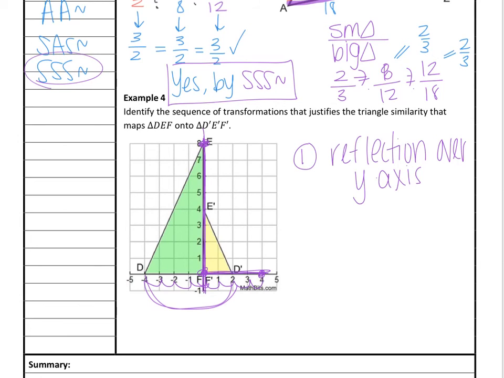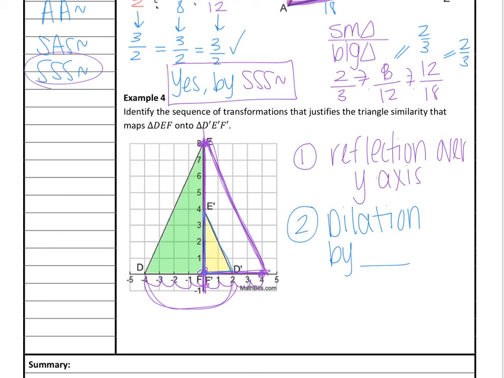Okay, so now I have this new triangle in purple, nice and pretty purple, and I have to get it to be the size of my yellow triangle that you see on my screen here. So we have to shrink it, which means that it's a dilation. And it's a dilation by some scale factor, and in this case it's centered at the origin. And that's because you can see that F stays the same. So it's coming out, branching out of F, and F is at the origin.